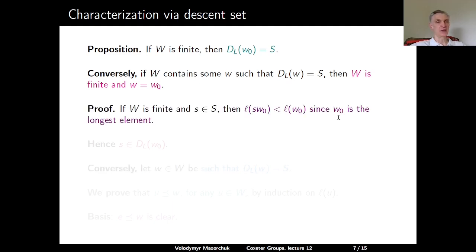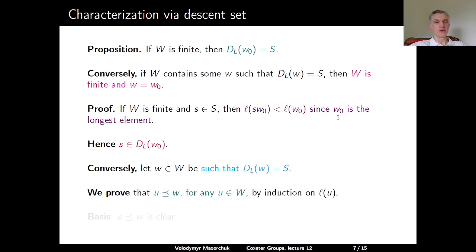Proof: if W is finite and s is in S, then the length of s w0 is smaller than the length of w0, since w0 is the longest element. So this means that s belongs to the left descent set, and one direction of our proposition is established. Conversely, let w be an element in big W whose left descent set is the whole of S. So we prove that any element u in W is Bruhat less than or equal to our w by induction on the length of u.